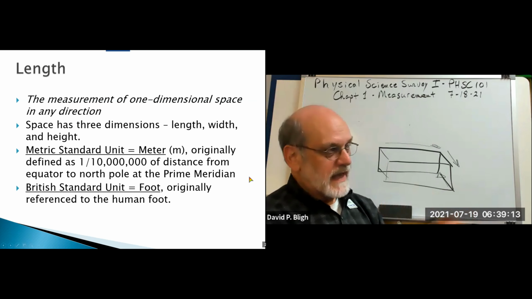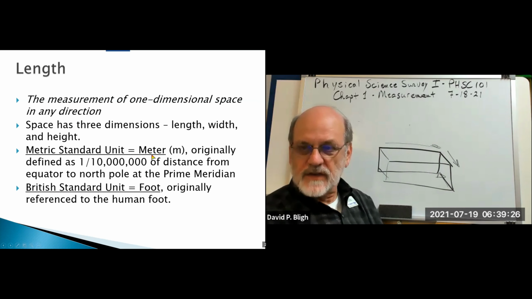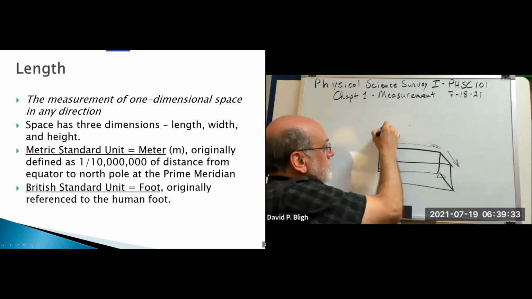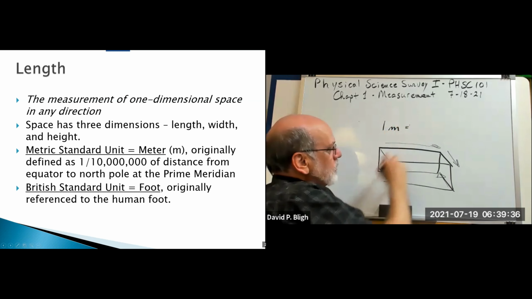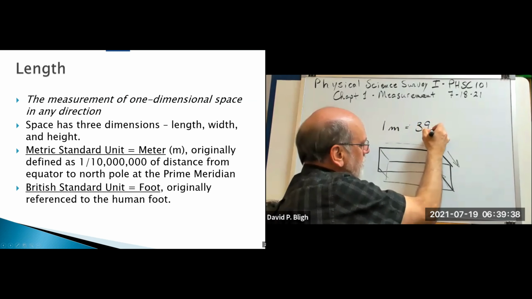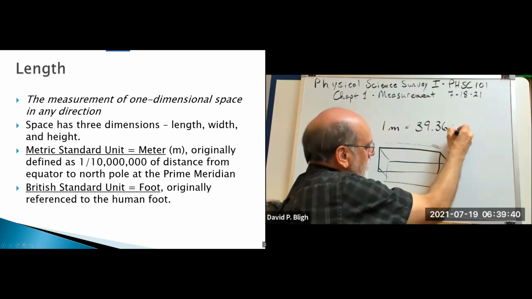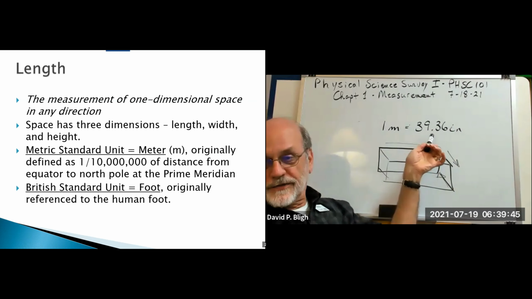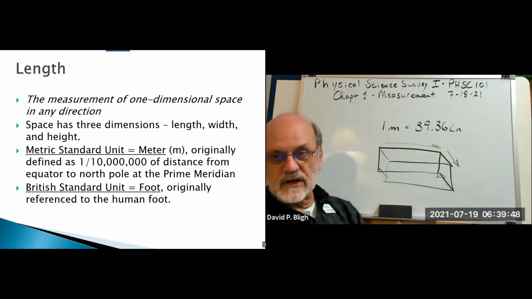So any actual space is three dimensions. In other words, I am three-dimensional. The metric standard is the meter, which is a little over a yard, right? And in inches, 1 meter equals 39.36 inches, right? So a meter is 3 1/3 inches longer than a yard.